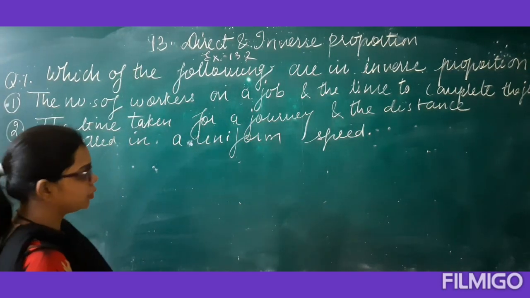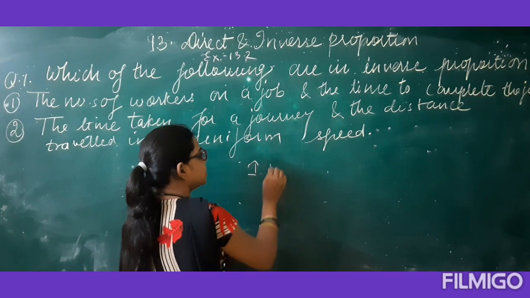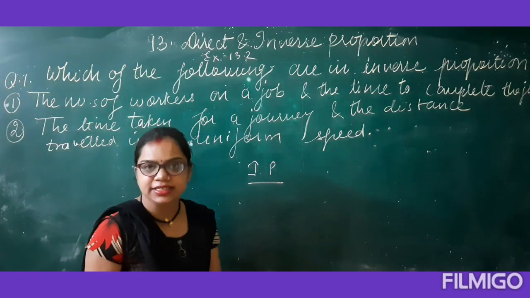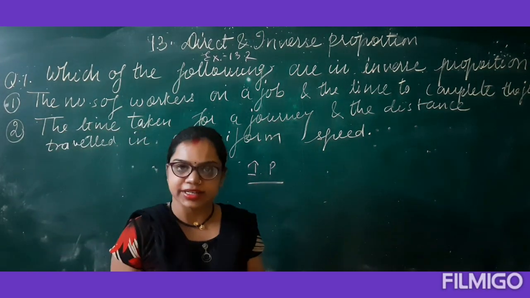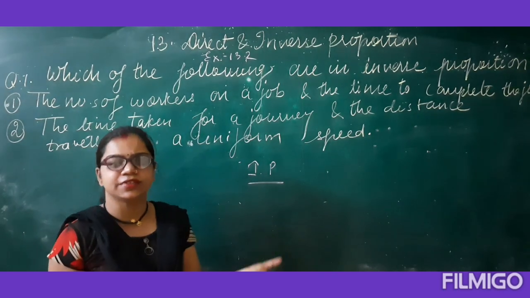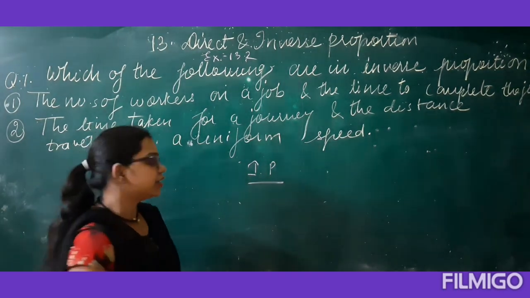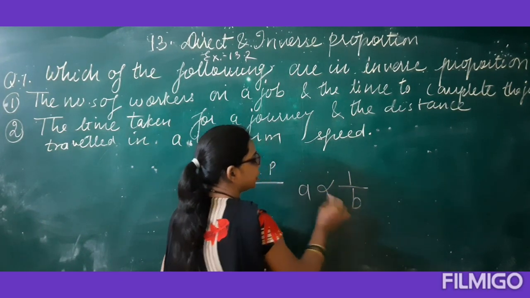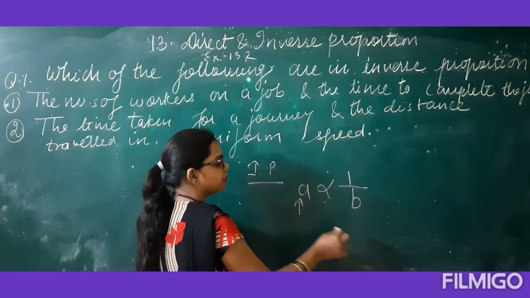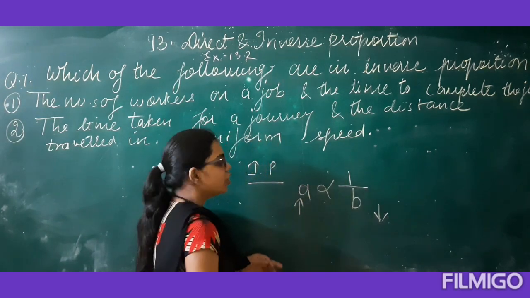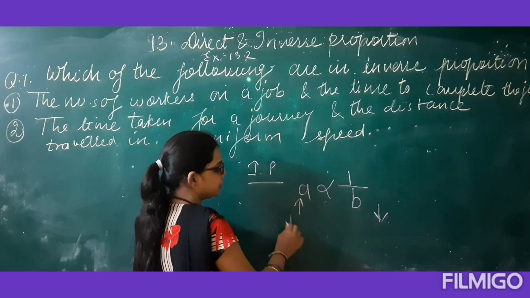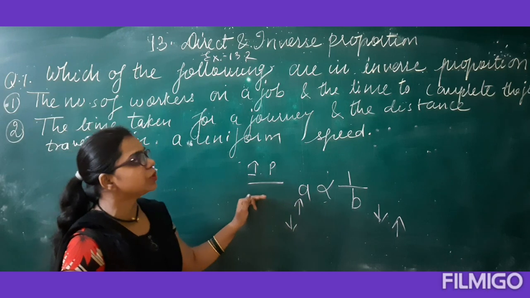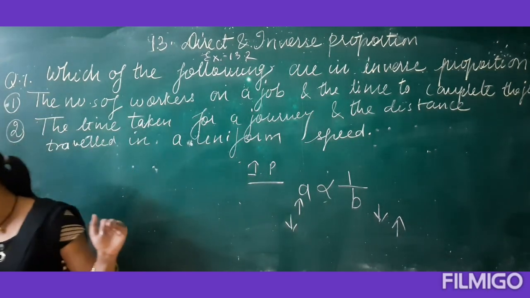What does inverse proportion mean? Inverse proportion means if there are two quantities, if one quantity is increasing, the other will be decreasing, or vice versa. If one is decreasing, the other will be increasing. Suppose there is a quantity A, which is inversely proportional to quantity B. It means if A increases, B will decrease, or if A decreases, B will increase. So this is what inverse proportion means. Through the question we will understand this.